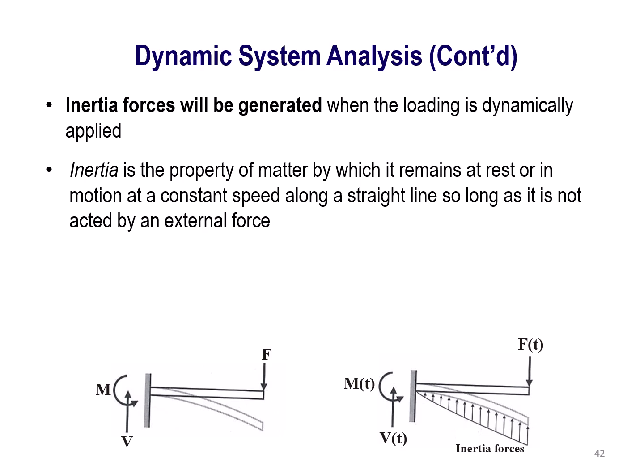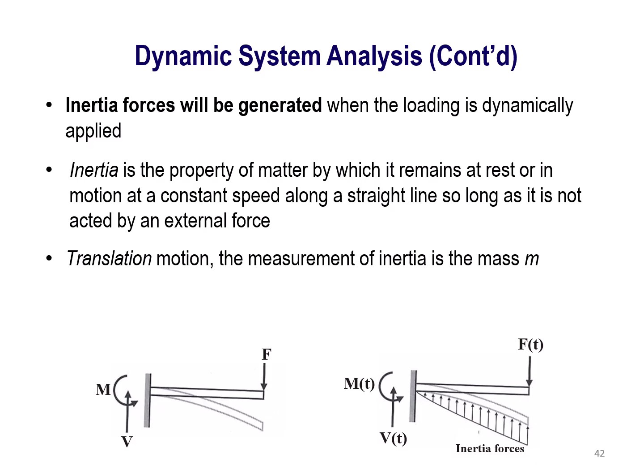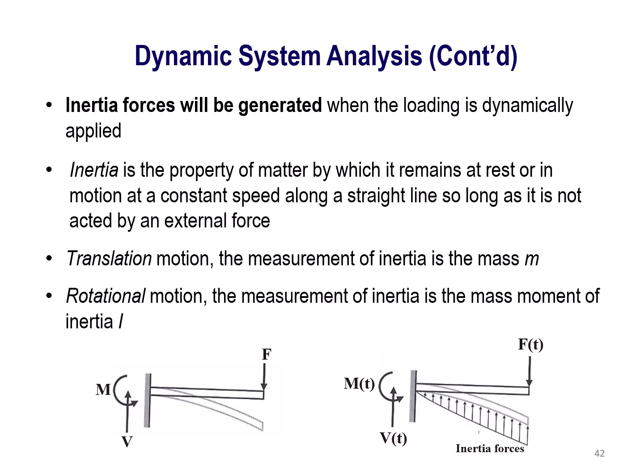So just imagine something. If you're going to throw to your colleague a heavy bag or an empty bag, you will find the empty bag is going to have less force. The heavy bag is going to have heavier forces because of the inertia. The translation motion is a measurement of the inertia. The measurement of the inertia is going to be the mass. The higher the mass is, the higher the inertia is. For the rotational motion, the measurement of the inertia is going to be the mass moment of inertia, or the I value.